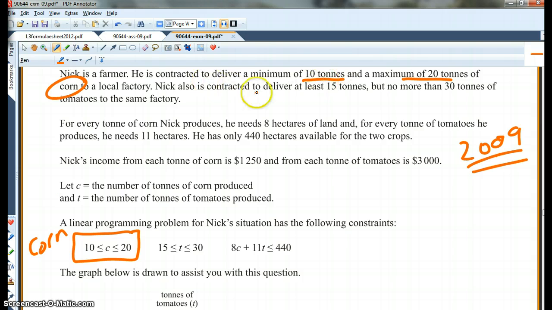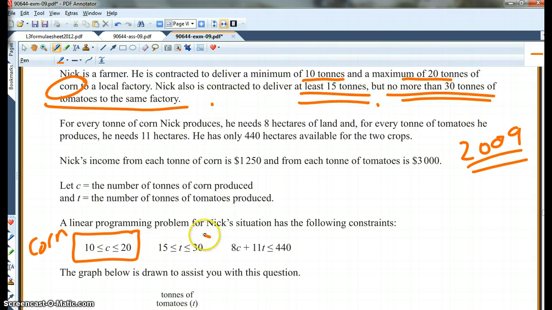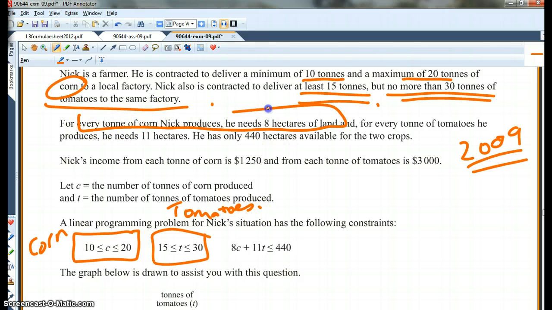Nick is also contracted to deliver at least 15 and no more than 30 tonnes of tomatoes. So that here is your tomatoes. So it's between the 15 and the 30, and it can be including. For every tonne of corn that Nick produces, he needs 8 hectares of land. So that bit there relates to there.